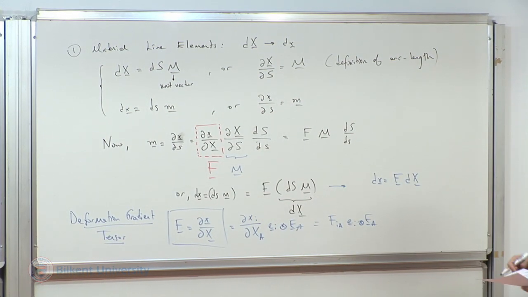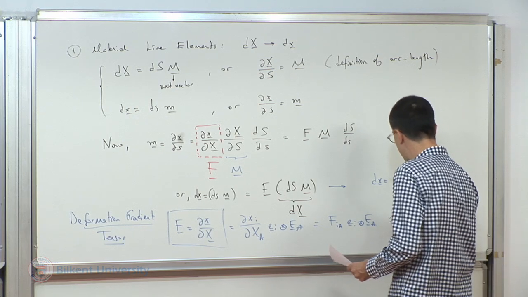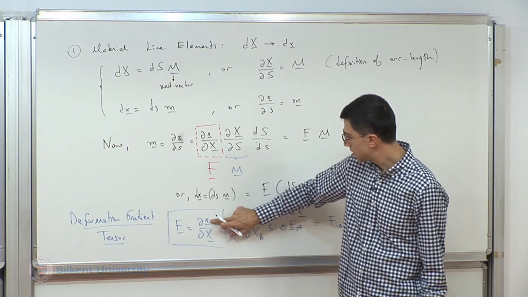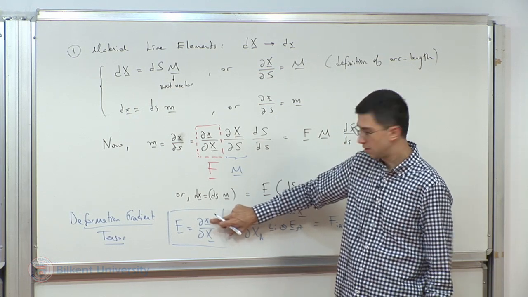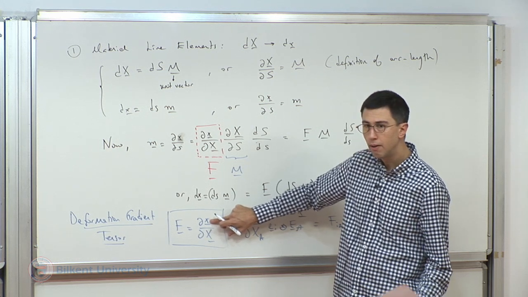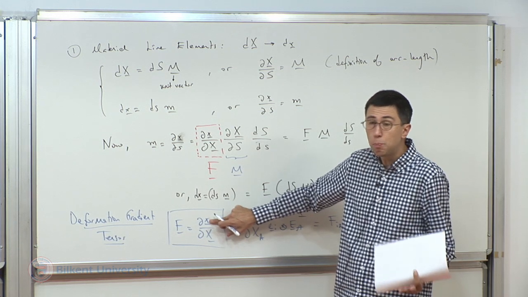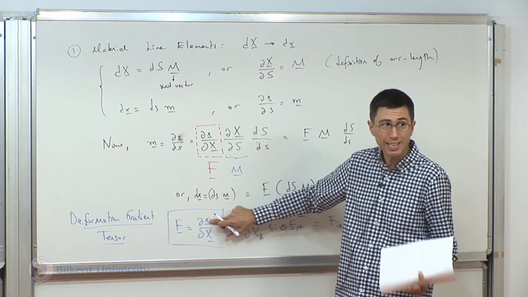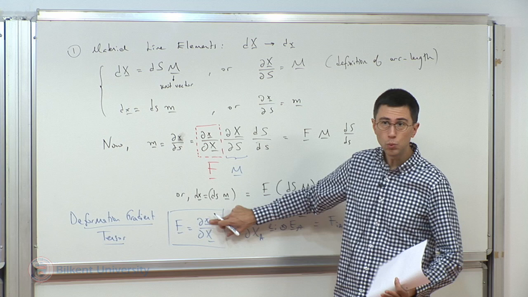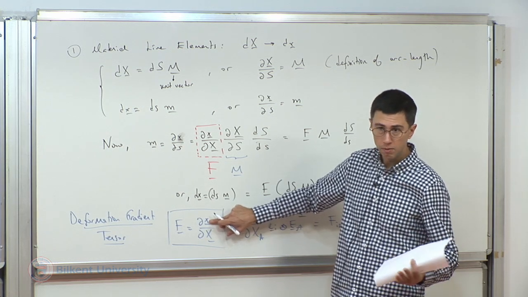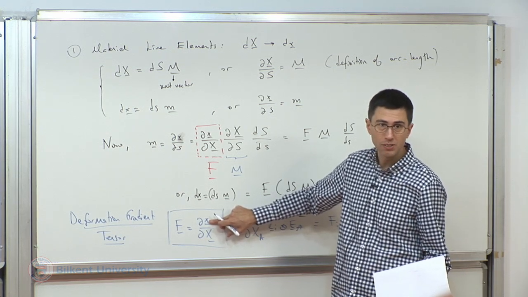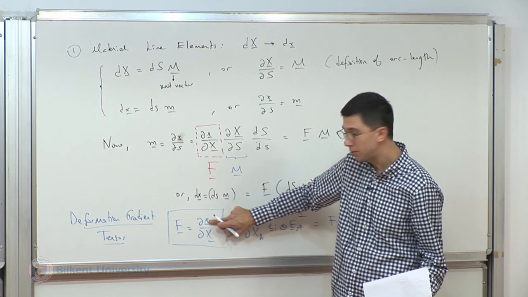And of course, the value of the motion map, right? This has to do with the motion. The value of small x depends on which particle you are tracking, so it depends on capital X, and on which time you are monitoring that particle at, right? So this depends on capital X and time.